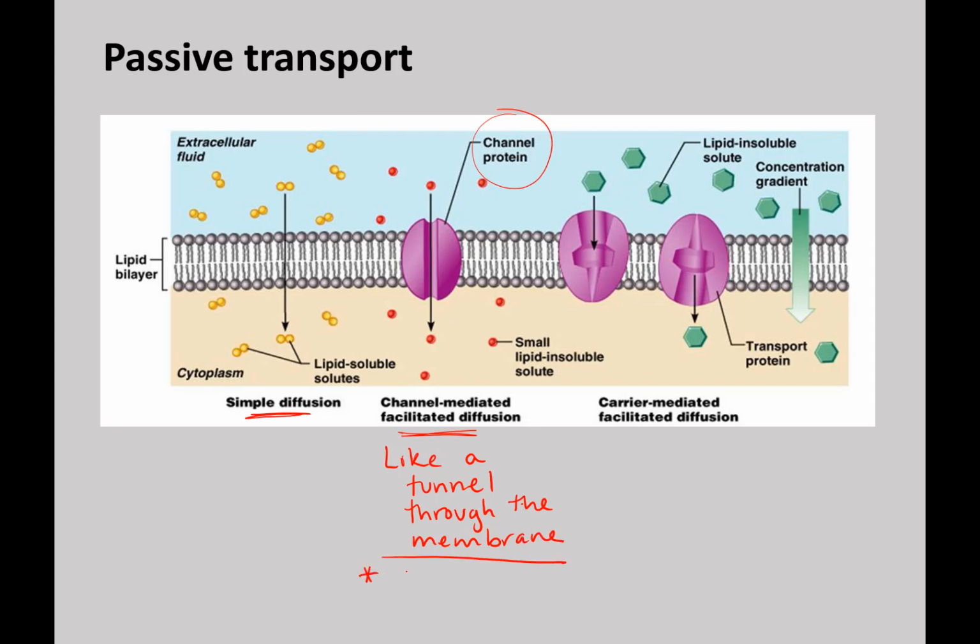But I want you to know too that this is still selective. So not just anything can go through a channel protein. There are size constraints, and there are molecules inside that make up the channel protein, called amino acids, that are going to regulate what crosses. So it's still selective. But things can move faster if they're the right molecule.